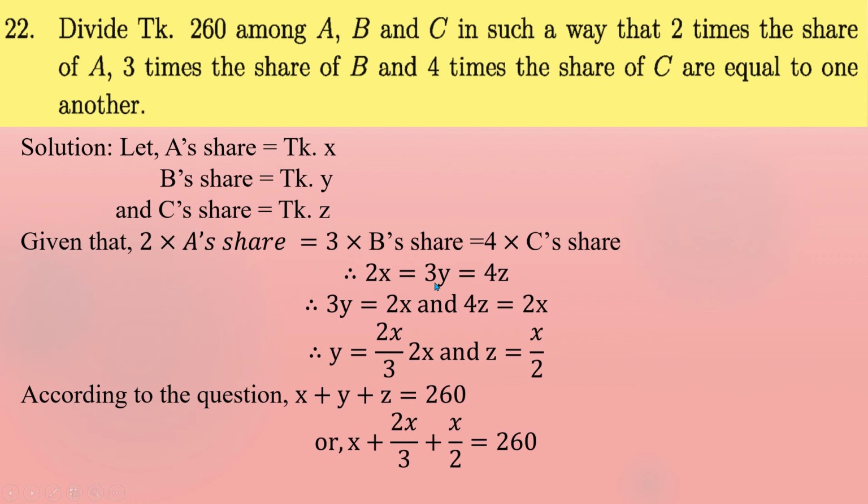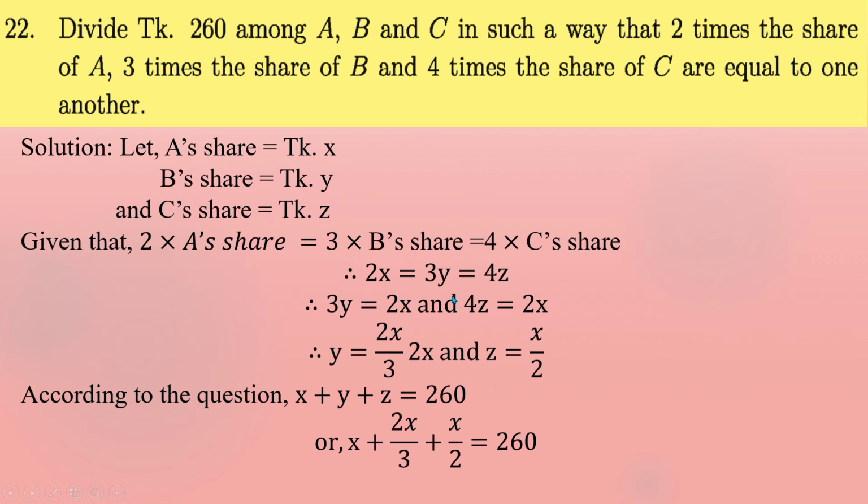Therefore, 2x equals 3y equals 4z. As A's share is x, B's share is y and C's share is z, we can write 2x equals 3y equals 4z. So we can write 3y equals 2x, also 4z equals 2x. We'll convert any one term of this. Therefore y is equal to 2x by 3 and z is equal to 2x by 4. 2x by 4 means x by 2.